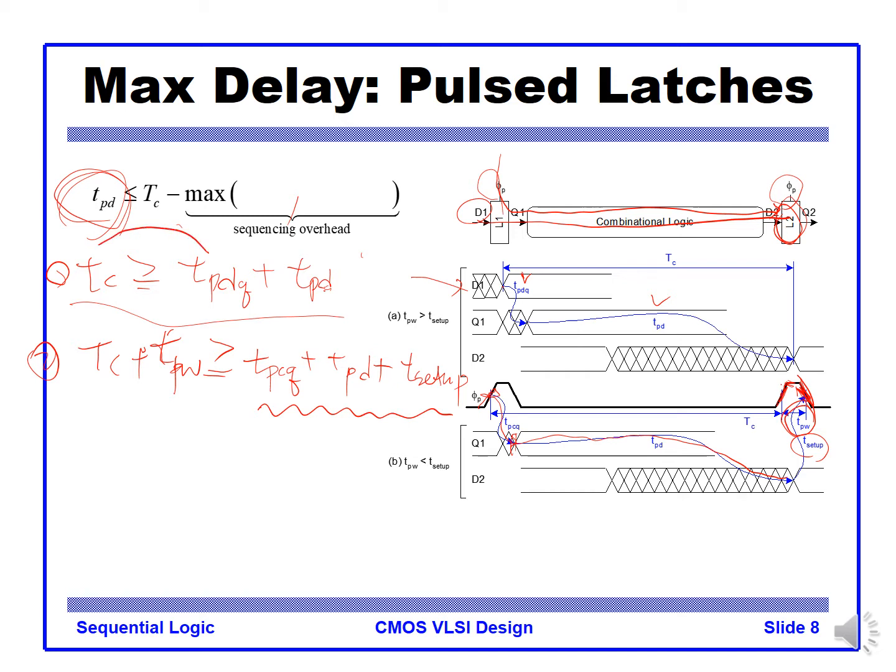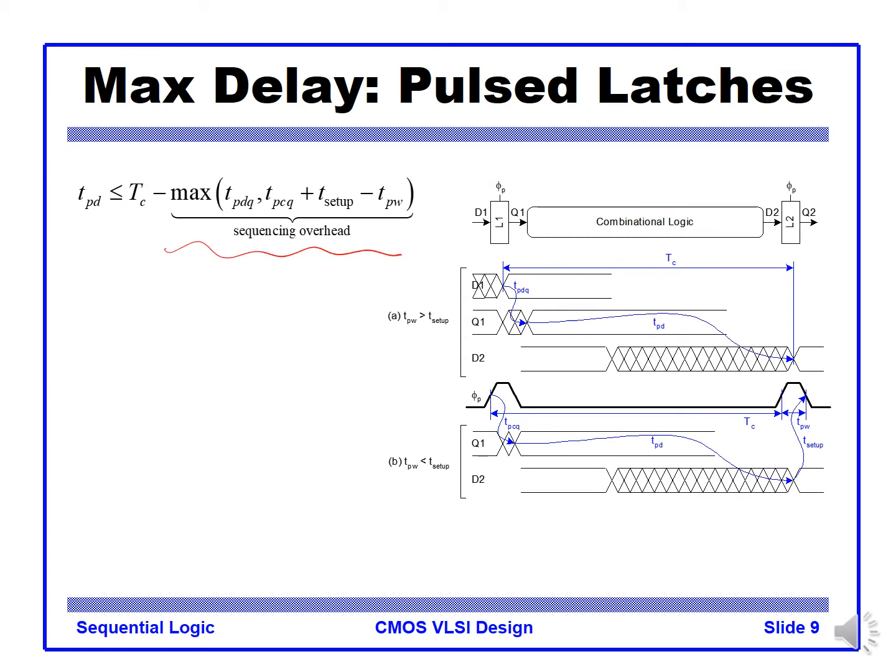We move that to here. This portion moves to the left, and this and this move to the left, like that. So finally, we have this condition for the worst case delay of the propagation logic, and for the pulse latch we can calculate like this. This is the maximum between those two. The maximum will be subtracted from the TC. That will give us the worst case propagation delay condition.